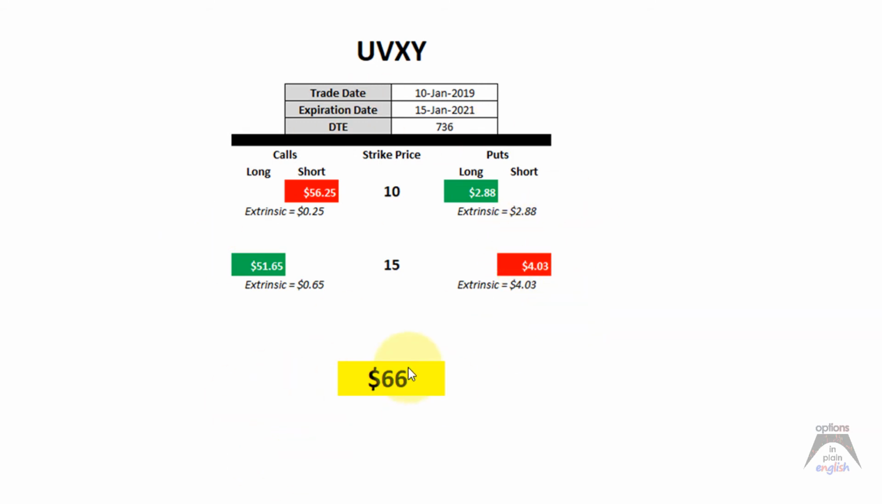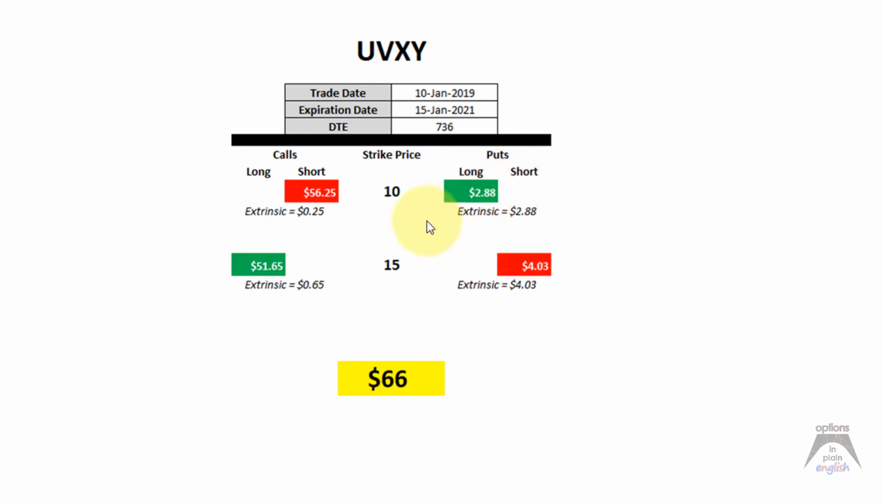So right away we can see that the extrinsic value in the short call was 25 cents. From 66, the 10 was trading at 56.25, so the extrinsic value was only 25 cents. The extrinsic value for the 15 strike price call was 51.65. So if you do the calculations, you'll see that the long portion had 65 cents of extrinsic.